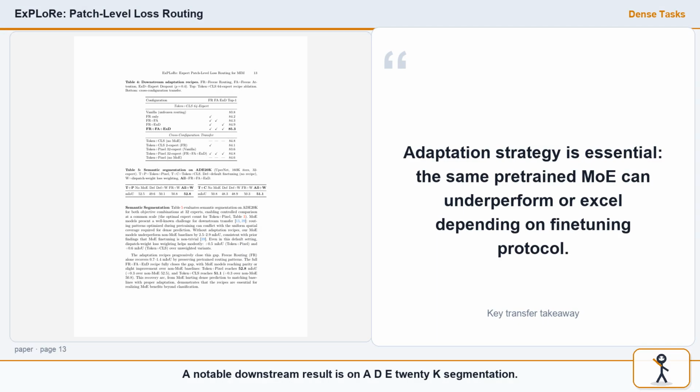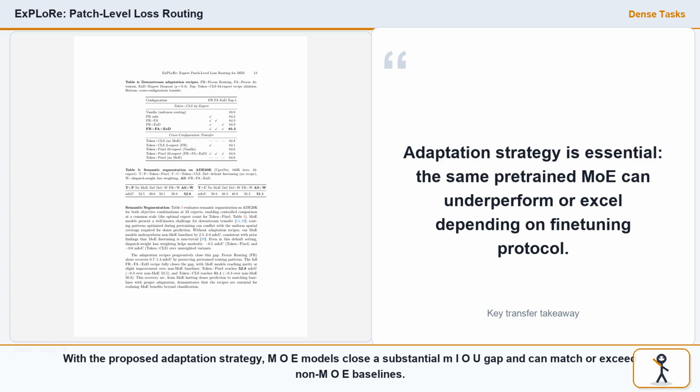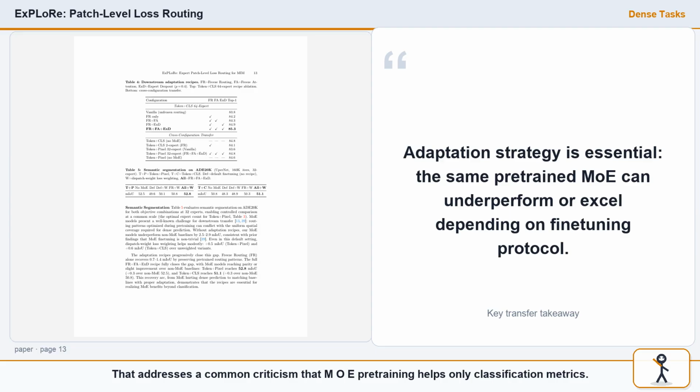A notable downstream result is on ADE20K segmentation. With the proposed adaptation strategy, MoE models close a substantial mIoU gap and can match or exceed non-MoE baselines. That addresses a common criticism that MoE pretraining helps only classification metrics.